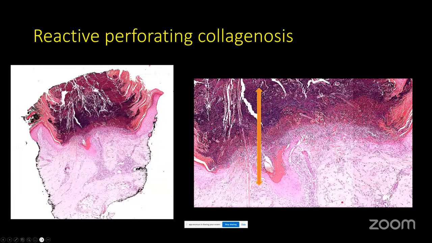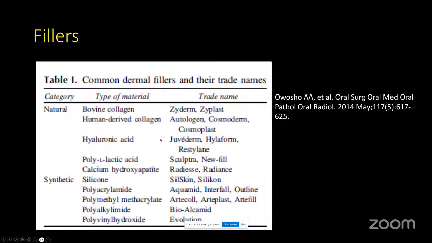Almost done. Reactive perforating collagenosis. This is due to trauma or scratching usually. It's similar to some of the other perforating disorders, but it's not going through the hair follicle. Scratching will cause elimination of altered elastic fibers through a neutrophilic crust.